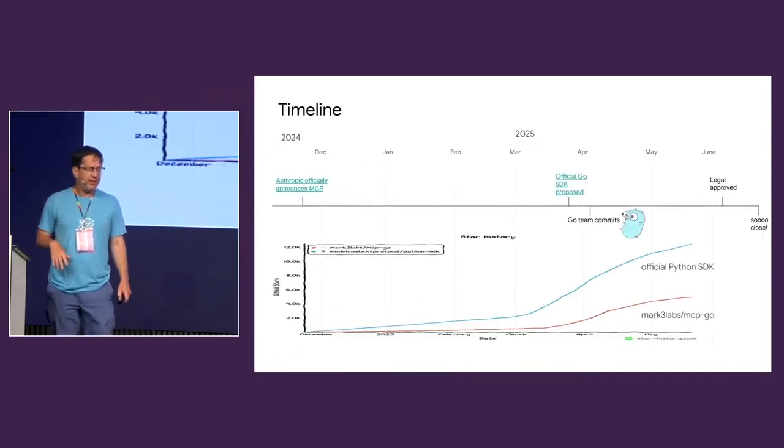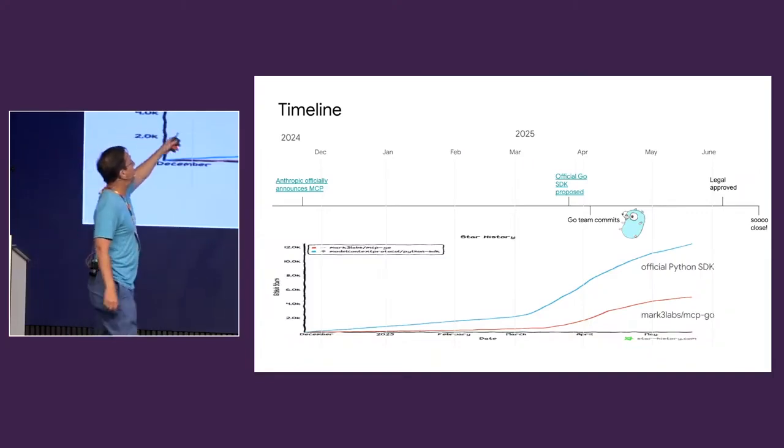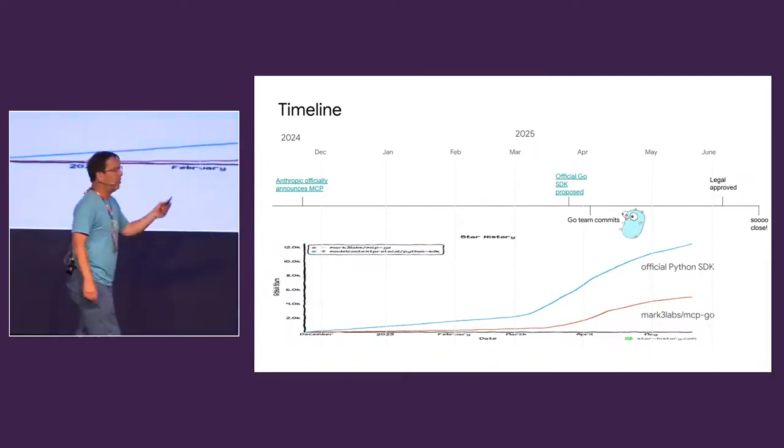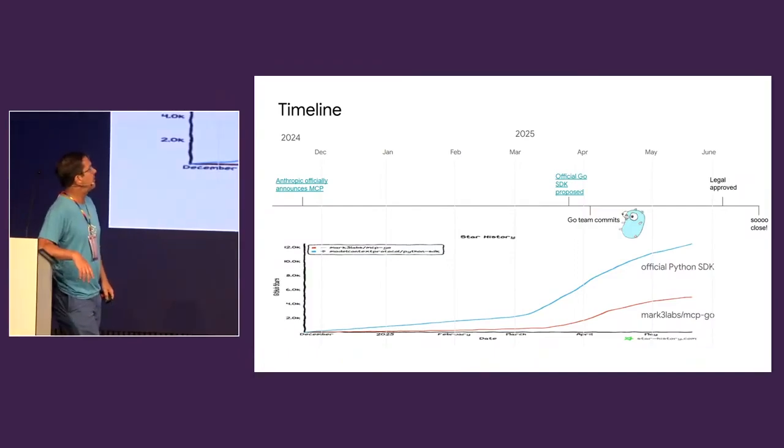So yeah, this protocol has just blown up. It started sometime in November. Anthropic announced it in late November. And you can see these are the GitHub stars of the Python SDK and the most popular Go SDK, Mark III Labs' MCP Go. You can see they start taking off around then. Somebody on the issue tracker for the repo, github.com/modelcontextprotocol, not us, somebody else, said maybe we should have an official Go SDK. And shortly after that, we committed to doing that.